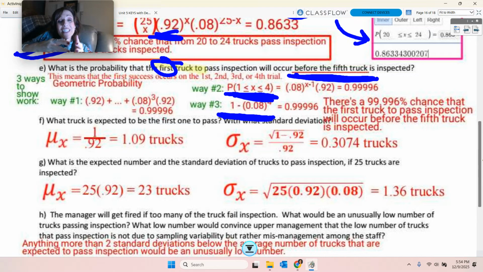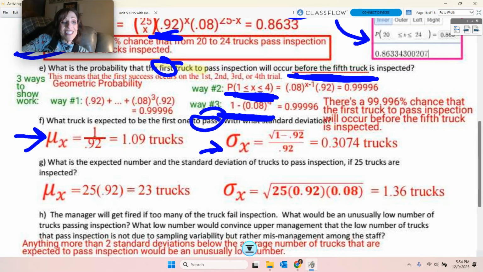If it's going until the first success, if I want to know how many do I expect until the first success, that's your geometric. So that would be this geometric formula: 1 over 0.92, because we're talking about a pass as the success. And then you have that standard deviation formula.